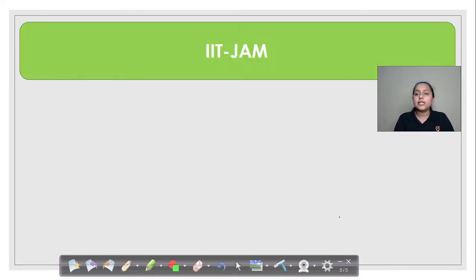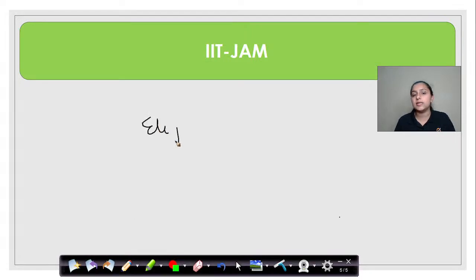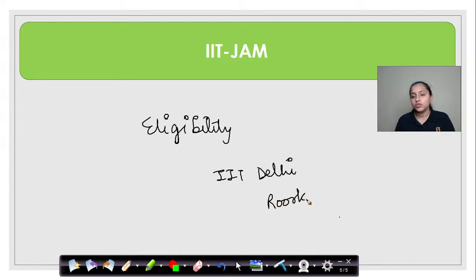The IIT JAM Economics paper is not very difficult. Eligibility is still the same here. But giving this exam is going to open doors for two IITs, as I said. IIT Delhi it's going to open, and Roorkee. So only these two IITs are currently providing you with a master's in economics, I wanted to say.